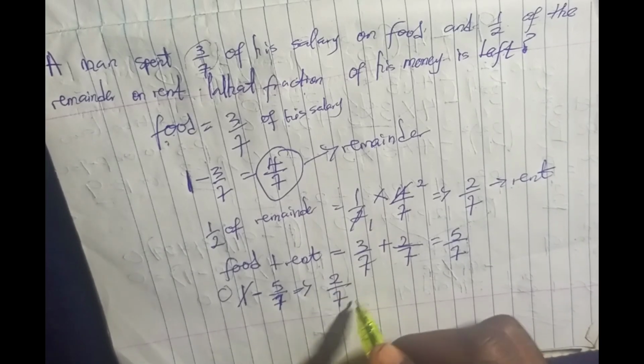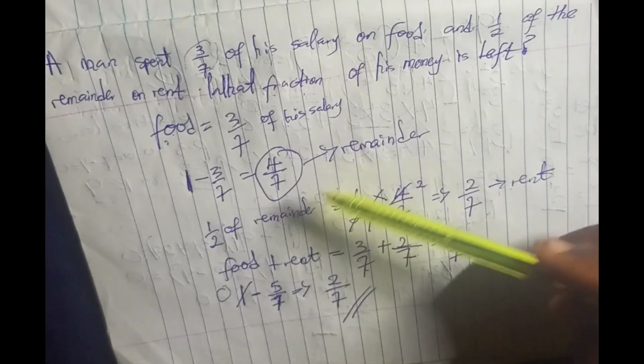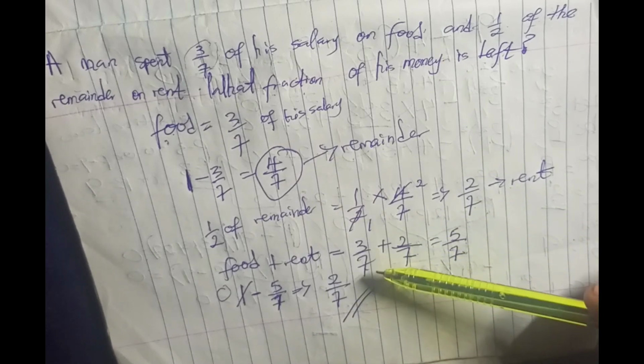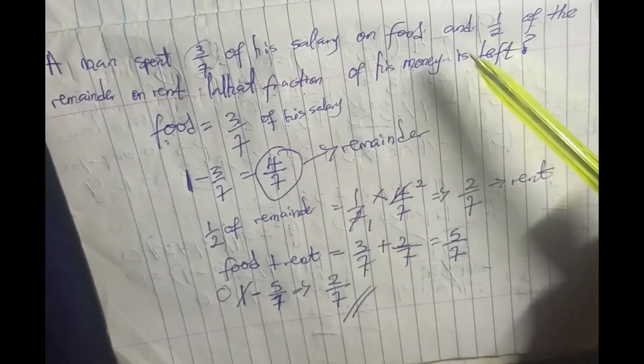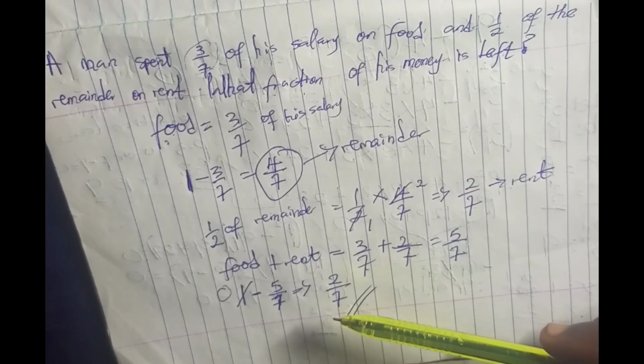2 all over 7. So what the man actually spent on food and rent is 5 over 7, and the fraction of his money that is left, as they asked, is 2 over 7. This is very simple.